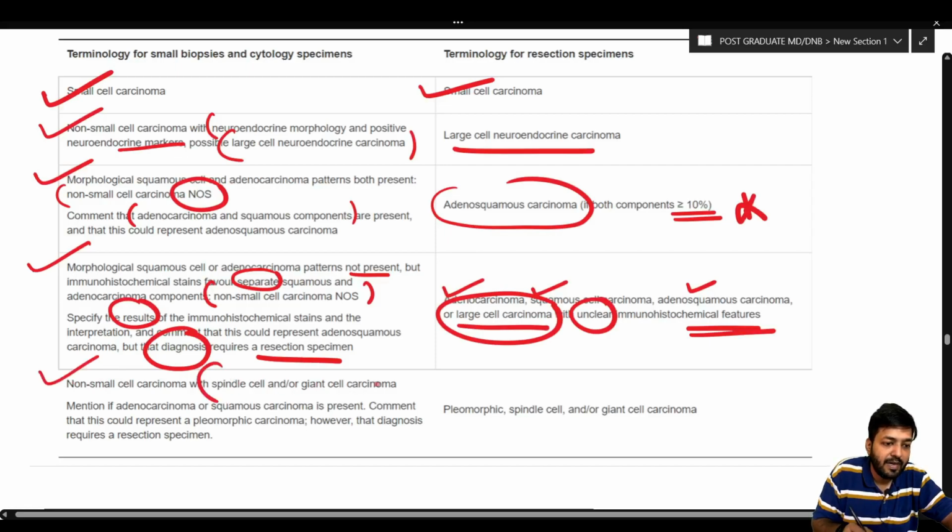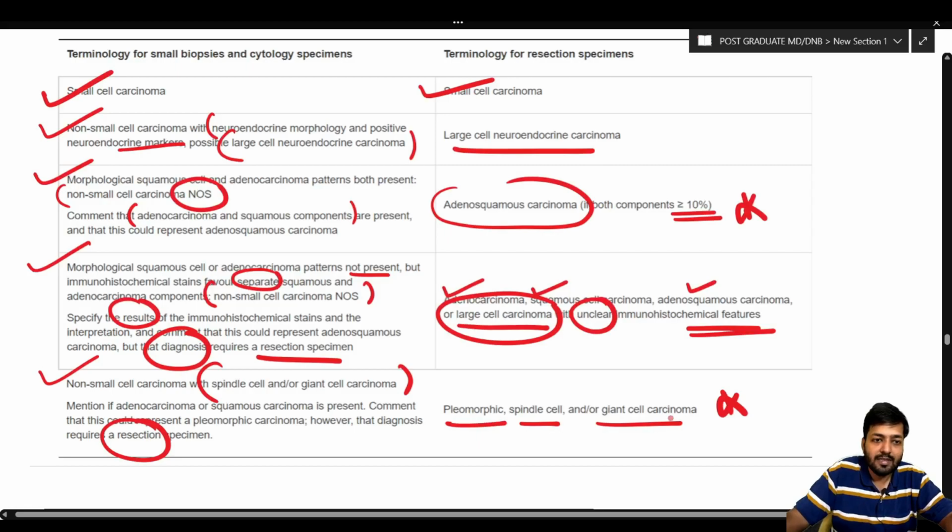Non-small cell carcinoma with spindle cell or giant cell carcinoma, if it is there. When you are finding such tumors, again you will use the term, whether it is adenocarcinoma or squamous cell carcinoma, whatever it is. Along with that, you give a note that we are getting certain sarcomatoid features, certain pleomorphic features. Just give a comment on that. Then the definite diagnosis will require a resection specimen once again. On the resection specimen, now you can say it is a pleomorphic, spindle cell or giant cell carcinoma. So certain diagnoses can be made only on the resection specimen.